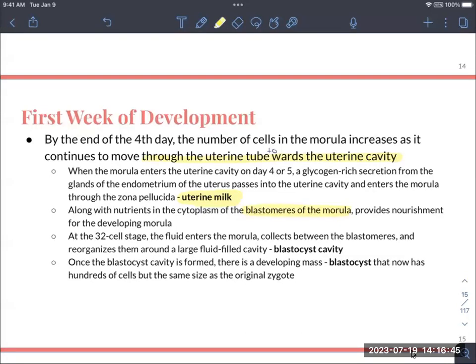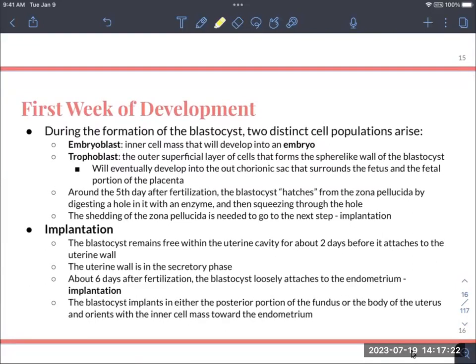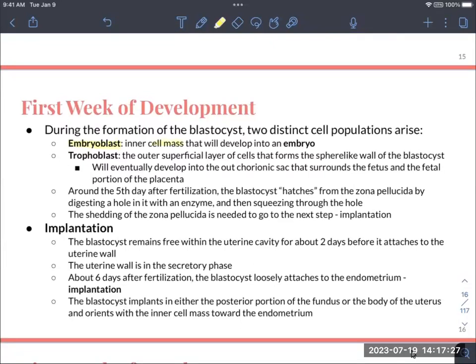By the time we're at 32 cells, we have fluid inside that morula starting to come. So we have those blastomeres, and then we have that blastocyst cavity. Once this blastocyst is formed, we have hundreds of cells. We have this developing mass, but it's still the same size as the original zygote. It has not started growing larger yet. So this is where we start to get this embryoblast, which is that mass of cells. This is what will create this embryo. We have that trophoblast, that whole sphere around. This is what will develop into part of that placenta and that chorionic sac that the embryo is in.